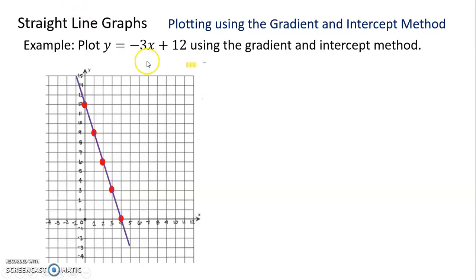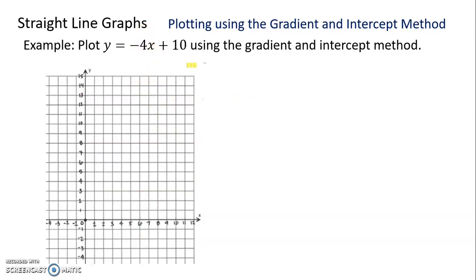And it's worth thinking beforehand, well, if this is negative, I'm expecting it to go the other way, and that way you can sort of catch yourself before you make a mistake. Okay, so on the same set of axes as you'd already drawn, you can pause the video and see if you can get this one plotted using the gradient and intercept method, taking note of the fact that this is a negative gradient.